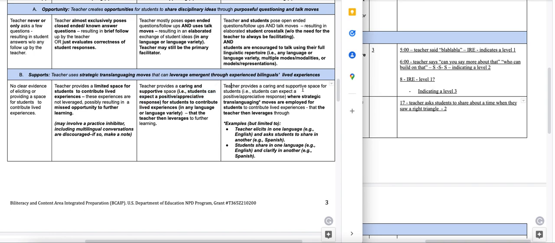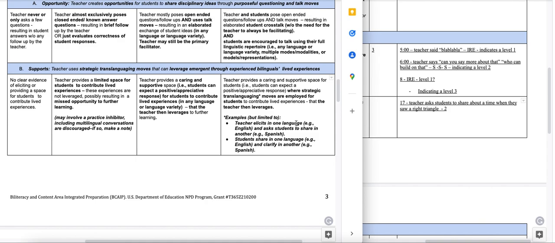So this looks like the teacher providing a caring and supportive space for students where strategic translanguaging moves are employed for students to contribute lived experiences that the teacher then leverages. So we're adding layers, right? So the main distinction here is that the teacher is using strategic translanguaging moves. For example, the teacher elicits in one language, for example, English, and asks students to share in another, or students share in one language and then clarify in another.